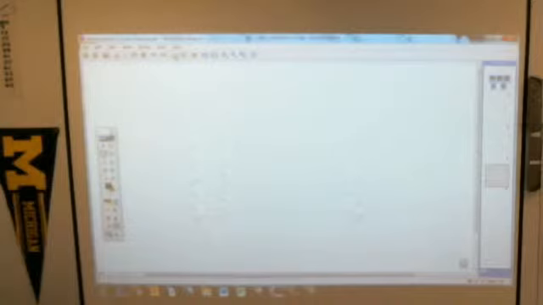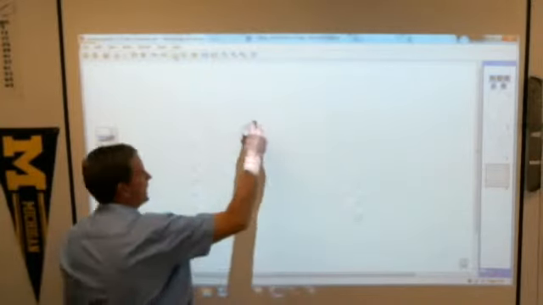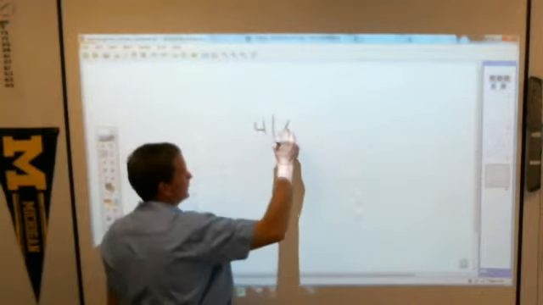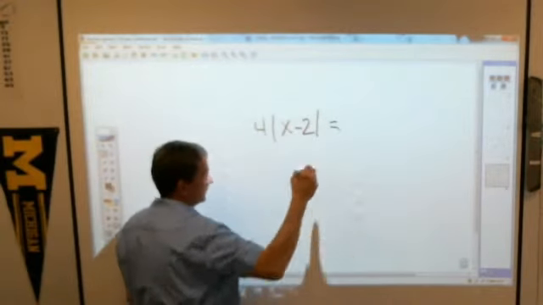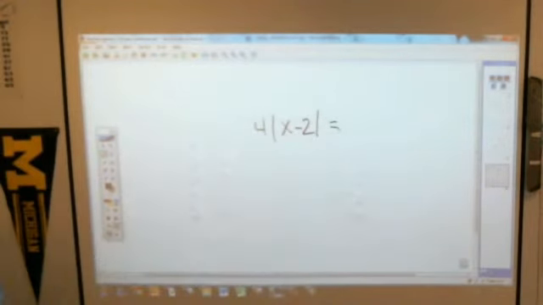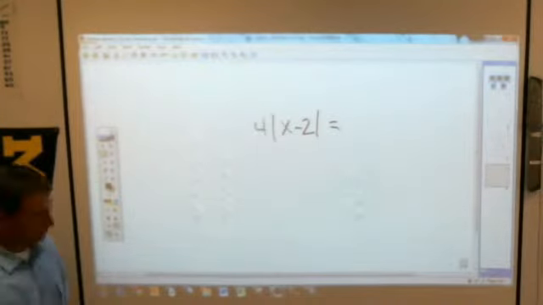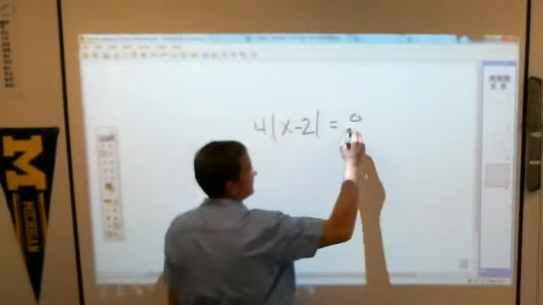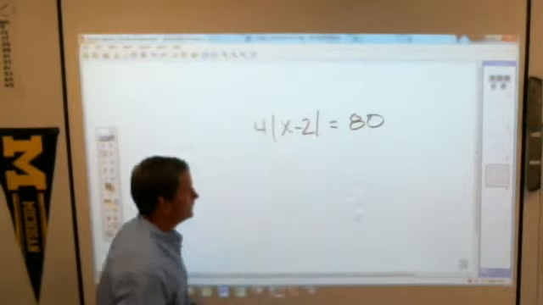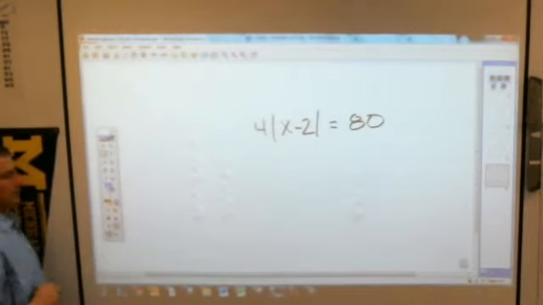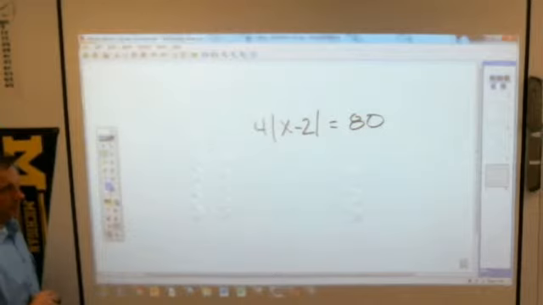Now, let's go a little more complicated. Let's go right for the juggler. 4 times the absolute value of x minus 2 equals 80. Oh, by the way, you can't get a negative sign at the end, because you can never have a negative absolute value. Well, you could in this case. Well, no, not. I guess you can. Are you ready for this one?